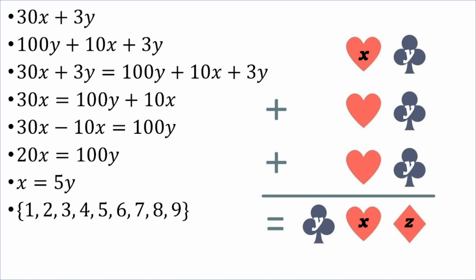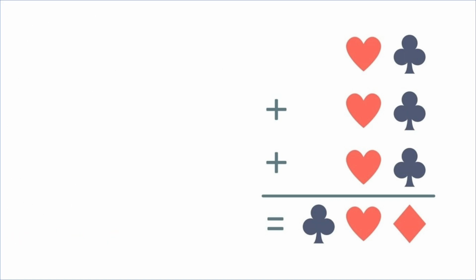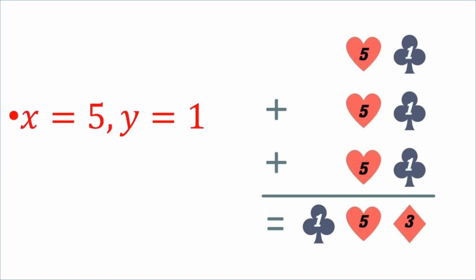Now X is 5 times Y. So looking at all the possibilities, Y can't be 2 because 5 times 2 would be 10, which is a 2-digit number. But X and Y have to both be a 1-digit number. So there is only one pair that can satisfy the condition that X is 5 times as big as Y, which is that X is 5 and Y is 1. Did you get it right? Yeah? Well, it's the numbers 51 plus 51 plus 51 is equal to 153.